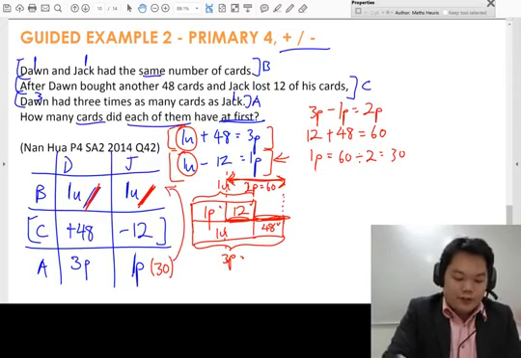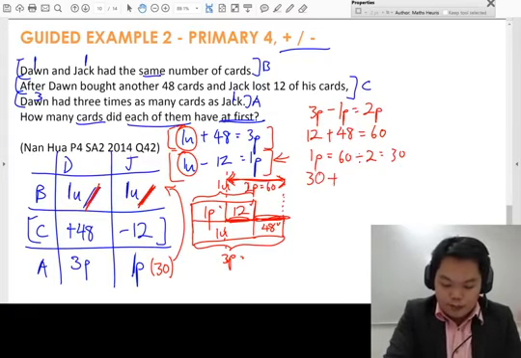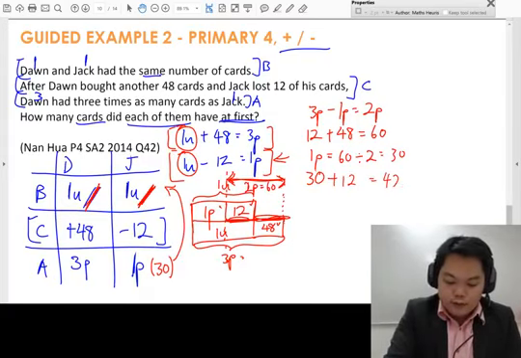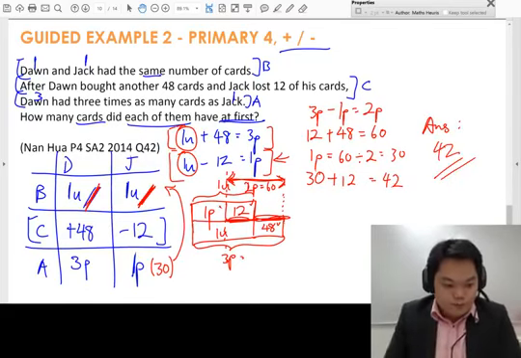We can just work backwards. Take 30 and plus 12, and that will give us 42. Therefore, the final answer here will be 42.